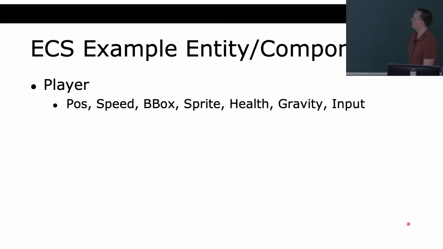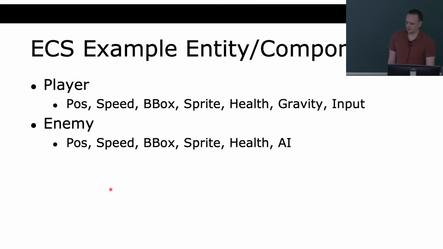Here's a couple more examples. We just talked about this. So let's say we have a 2D platforming game, like Super Mario or anything. So a player might have a position, a speed, a bounding box, a sprite, some health so they could take damage, gravity, and an input, right? So those are the components a player might have.